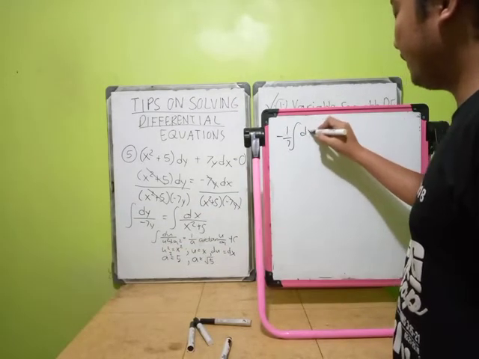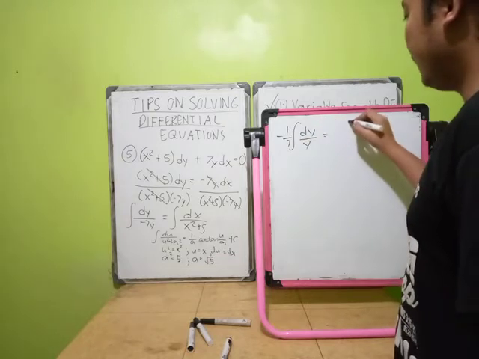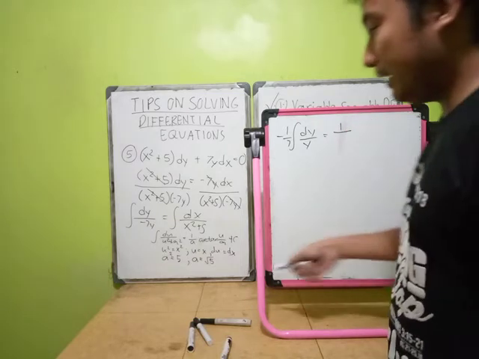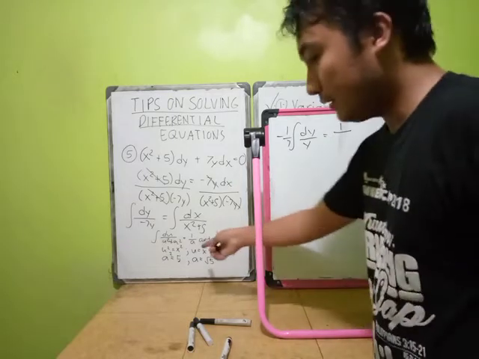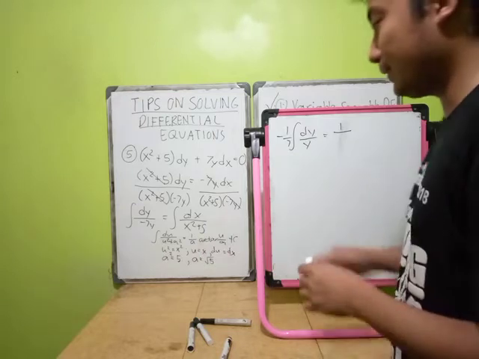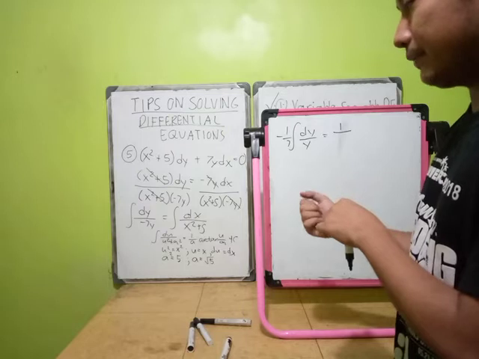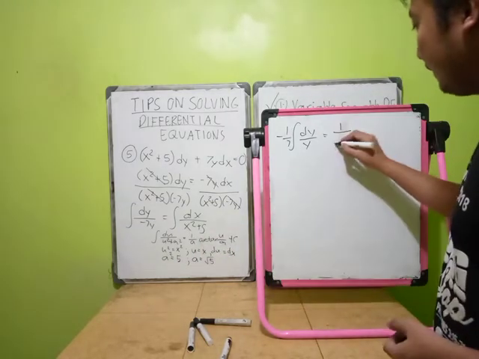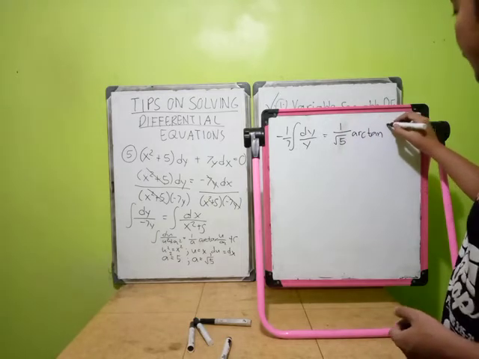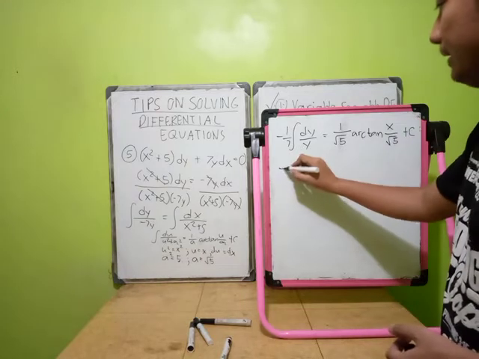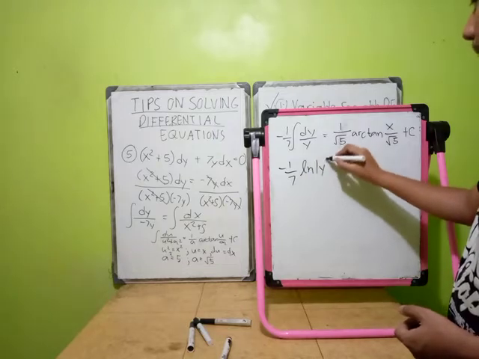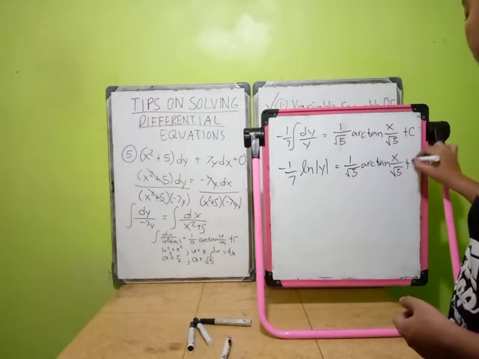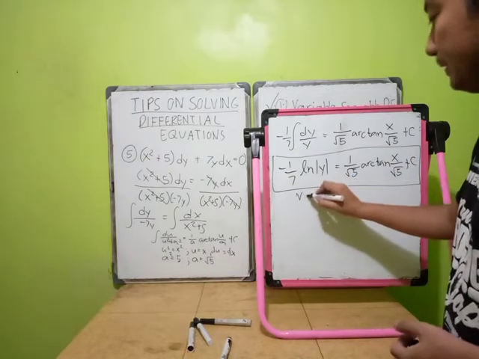We can solve this right away: dy over y, we just take out negative 1 over 7. And the other side becomes 1 over a. You can search this on the net, or if you have a book, check it. This is in the form of du over u squared plus a squared, exactly. So it becomes 1 over square root of 5, arctangent of x over square root of 5, plus C. So negative 1 over 7 ln of the absolute value of y is equal to 1 over square root of 5 arctangent of x over square root of 5 plus C. This is your answer. So this is a variable separable.